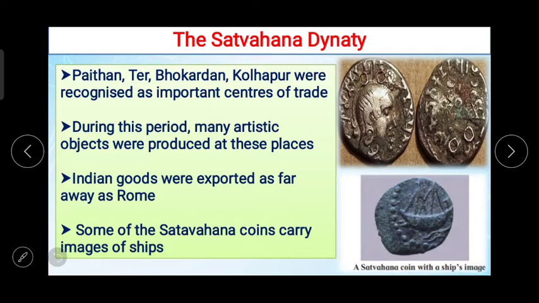Indian trade increased greatly during the Satvahana period. Paitan, Ter, Bhokardan, Kolhapur were recognized as important centers of trade. So not only in the field of literature or making caves and other big things, trade also increased a lot during the Satavahana dynasty. And Paithan, Ter, Bhokardan, Kolhapur were important centers of trade.